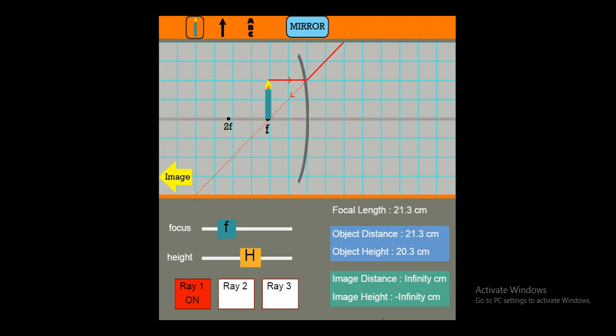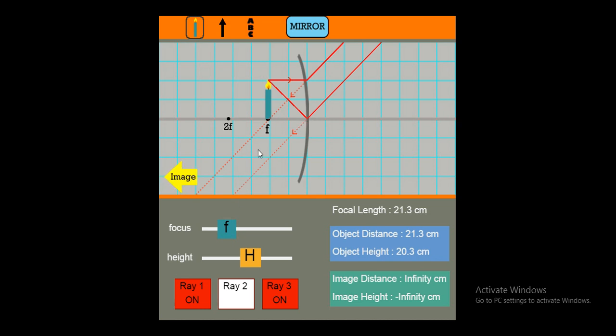Then another ray type we can use, this one. A light ray travels starting from the top of the object. We should always draw the ray diagram starting from the top of the object. Then it is incident on the mirror at P, then travels back, making equal angles.